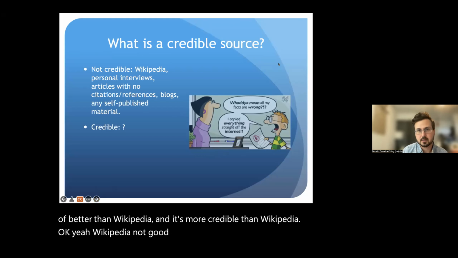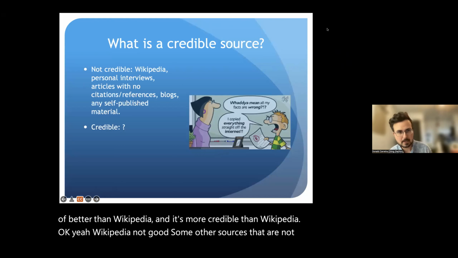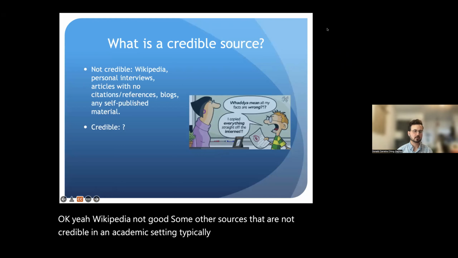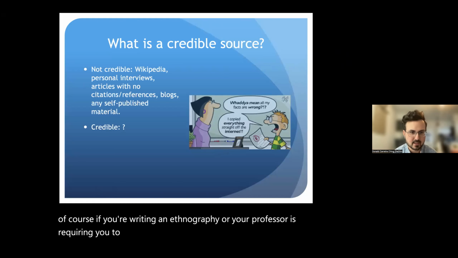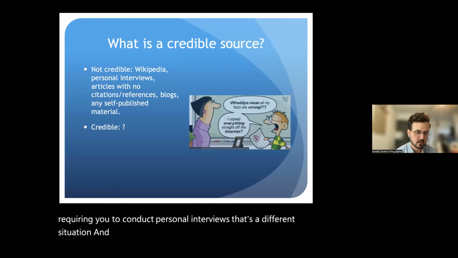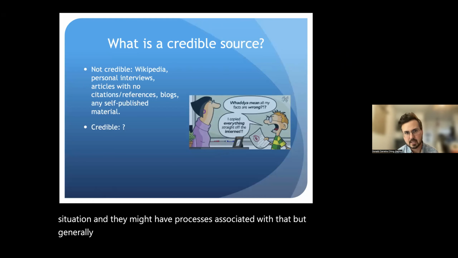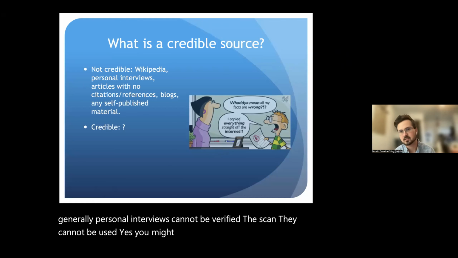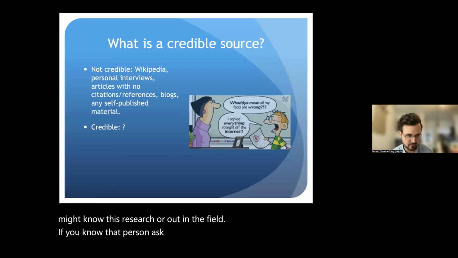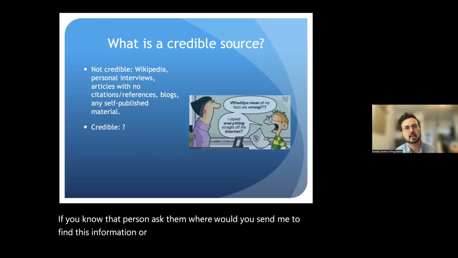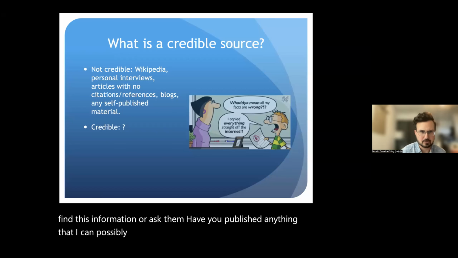Some other sources that are not credible in an academic setting, typically: personal interviews. Now, of course, if you're writing an ethnography or your professor is requiring you to conduct personal interviews, that's a different situation, and they might have processes associated with that. But generally, personal interviews cannot be verified, thus they cannot be used. Yes, you might know the dean of students, or you might know this researcher out in the field. If you know that person, ask them, where would you send me to find this information? Or ask them, have you published anything that I can possibly use, rather than using a personal interview there.